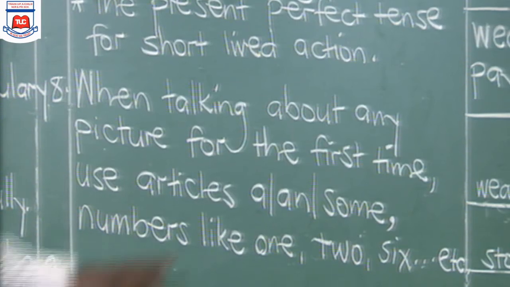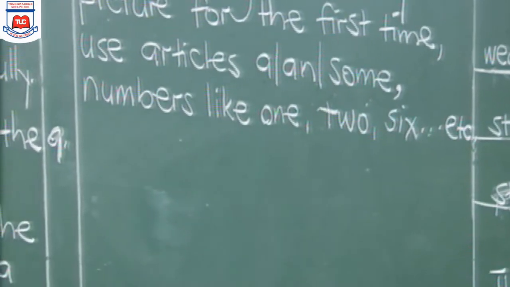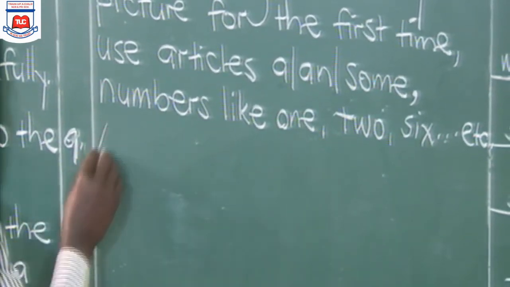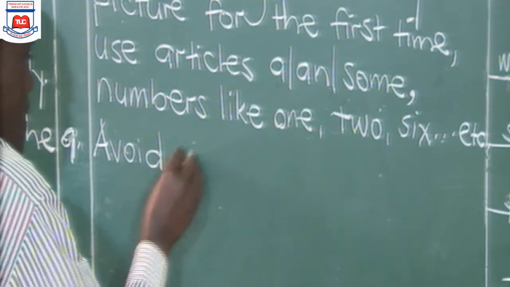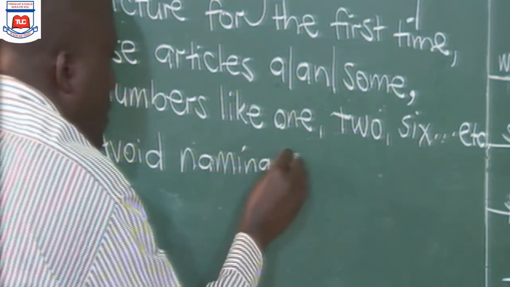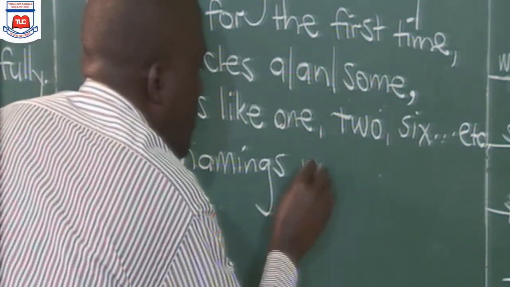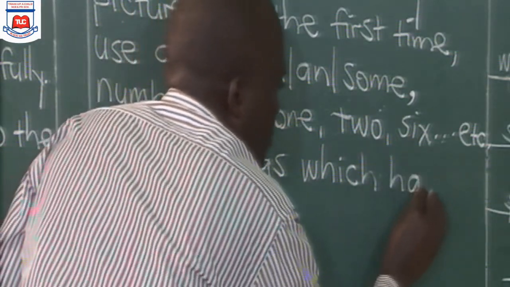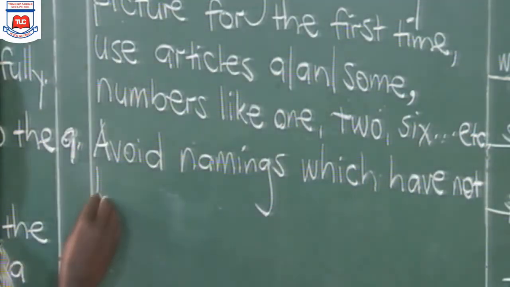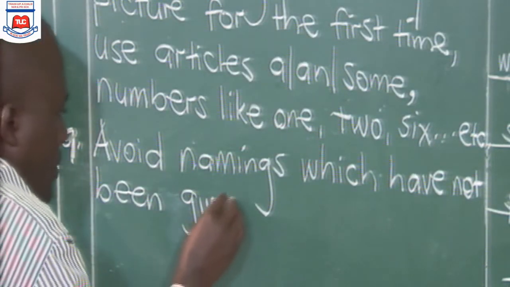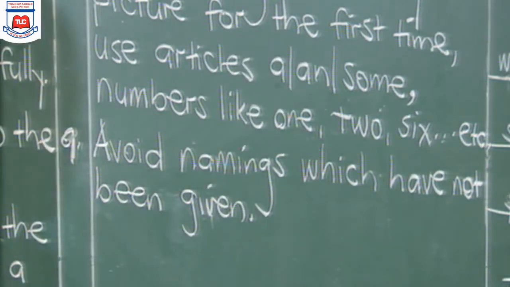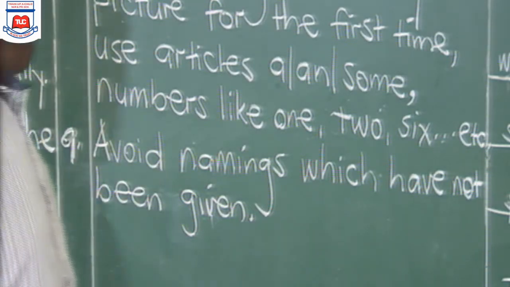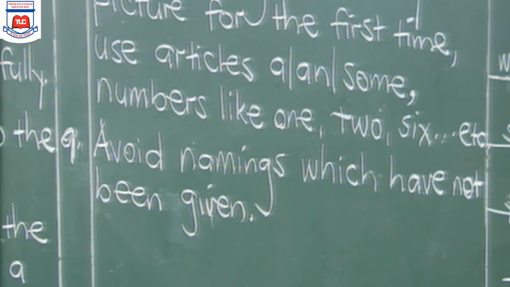So after knowing the articles to use, we also have to avoid namings which have not been given. Take an example of our picture here. The name has been given. They're saying pictures A to F tell a story about Ruth Janet. So in this case, there is no need of saying "a girl," but we use the name directly because we've been guided in the instruction that the girl in the picture is Ruth.